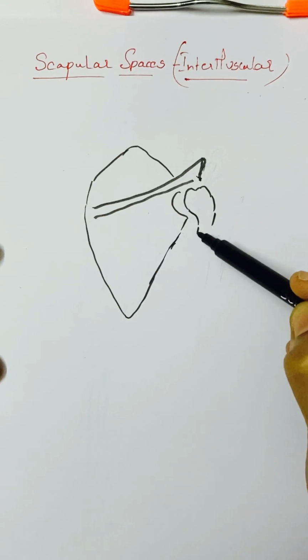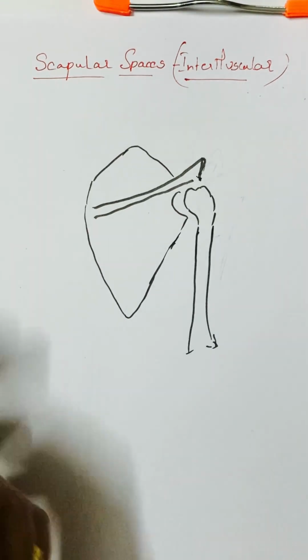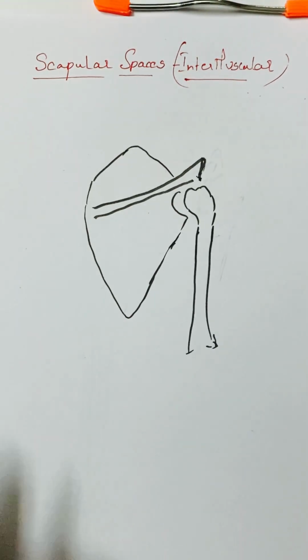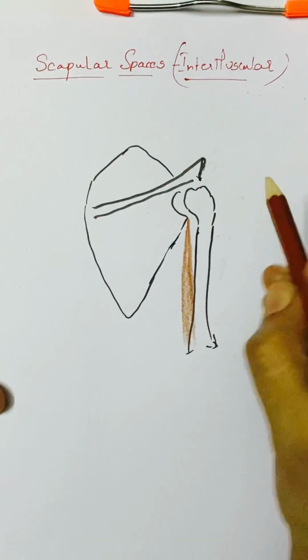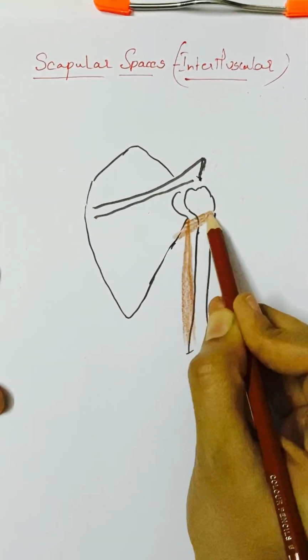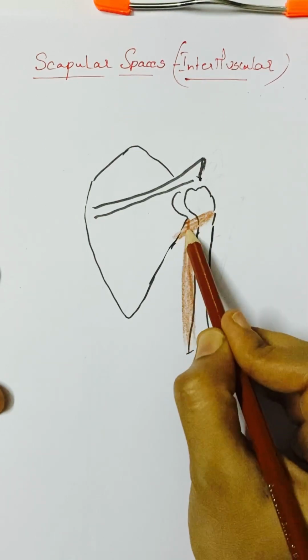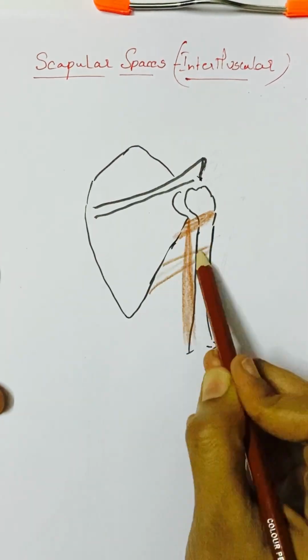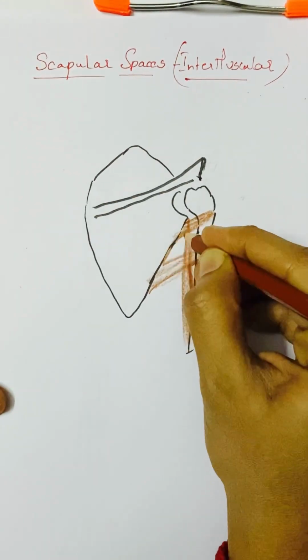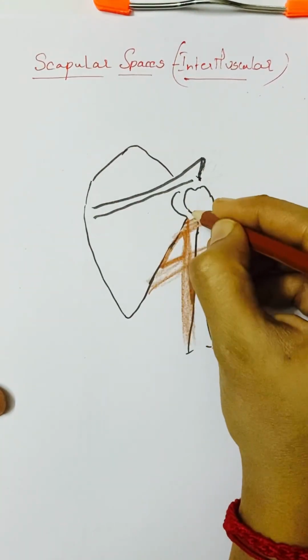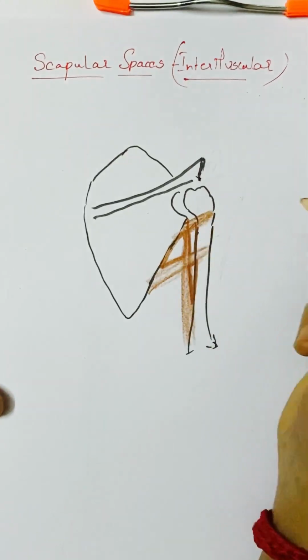The glenoid cavity articulates with the head of the humerus. From the infraglenoid tubercle, we have a muscle attachment called the long head of triceps. And this horizontal structure is teres minor, and this is teres major, and these are the spaces in between these structures.